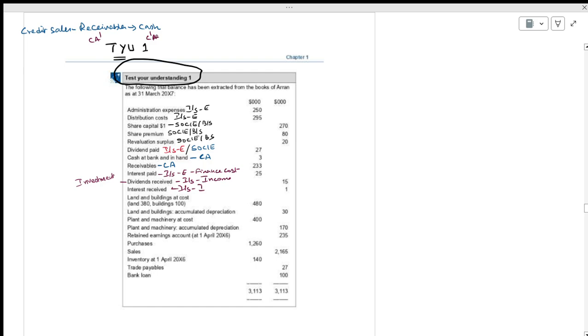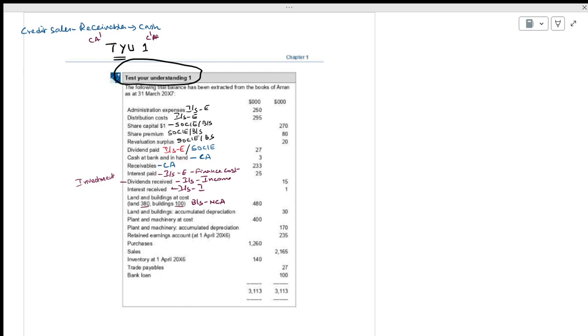We will add. Land and buildings. Balance sheet. It is a non-current asset. They have given separately. Buildings is 100. Land is 380. When you are doing that, we will separate. Now we are doing something different. Wherever things come new, I will explain.